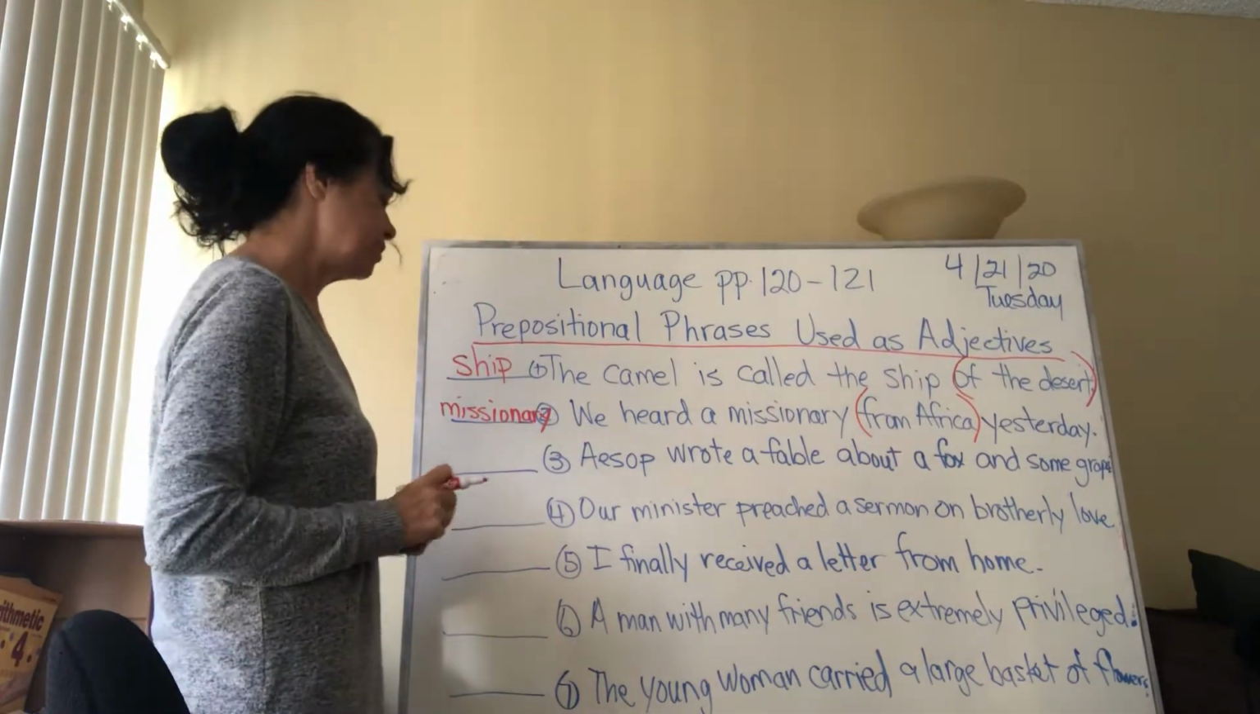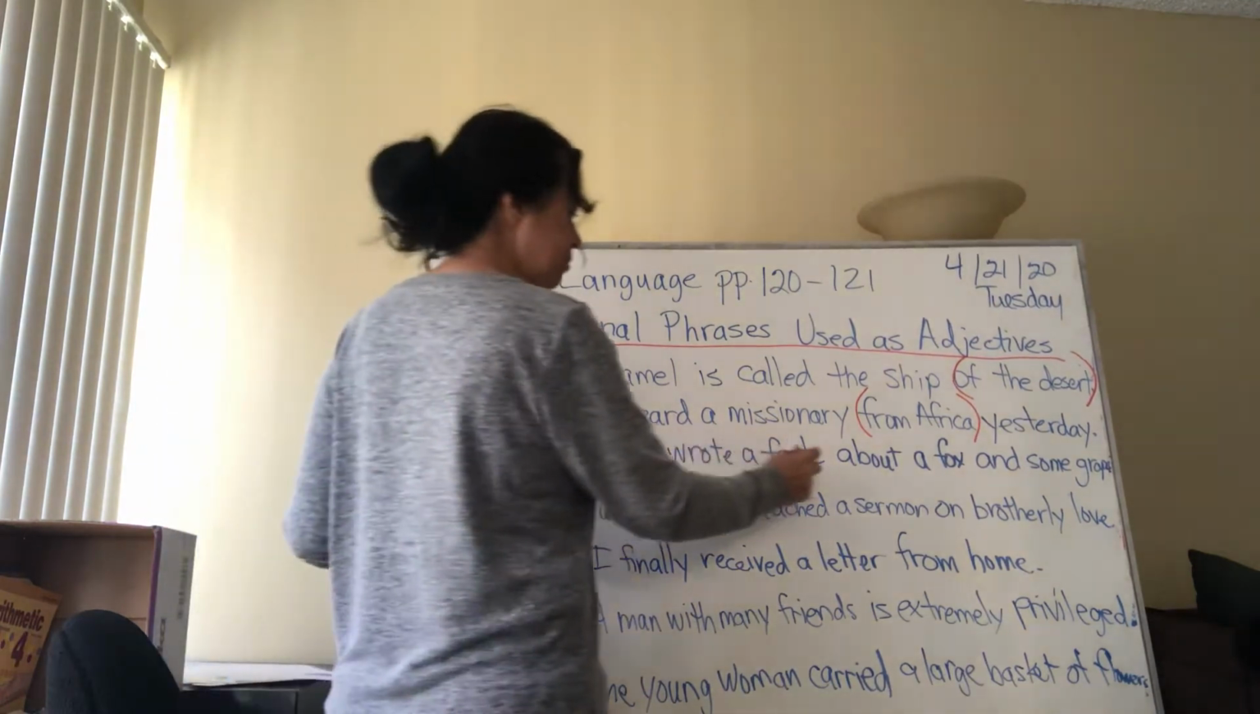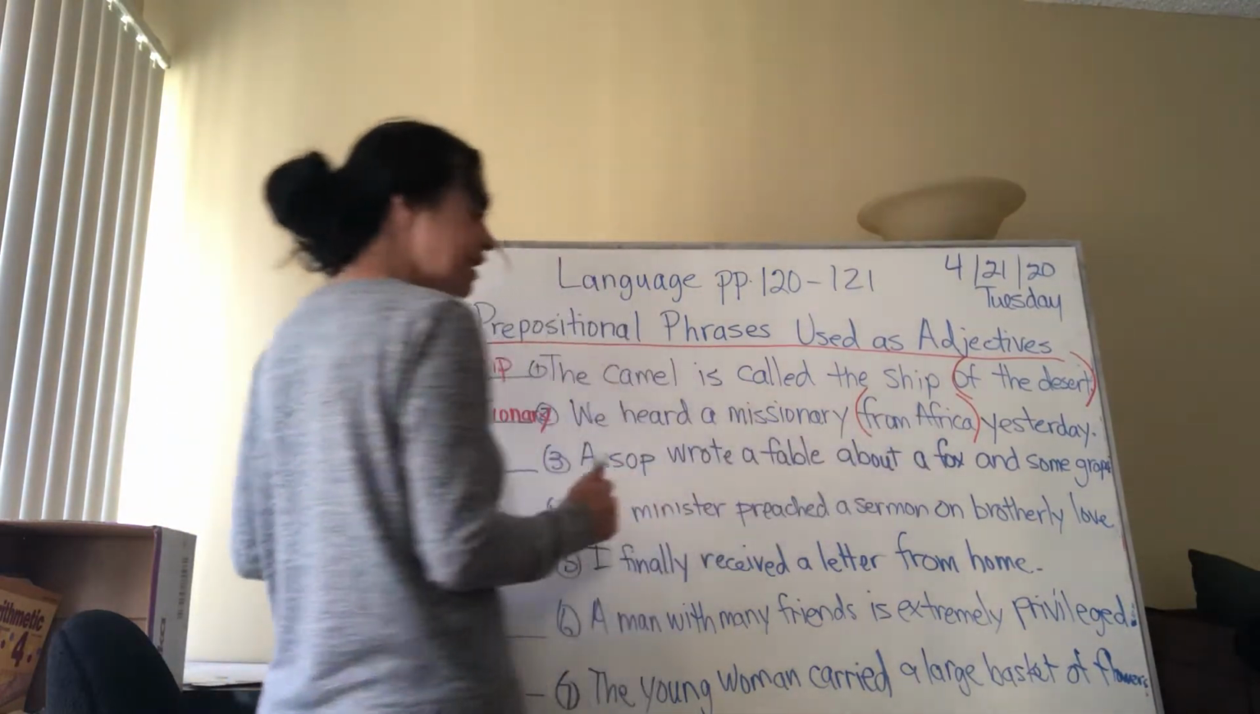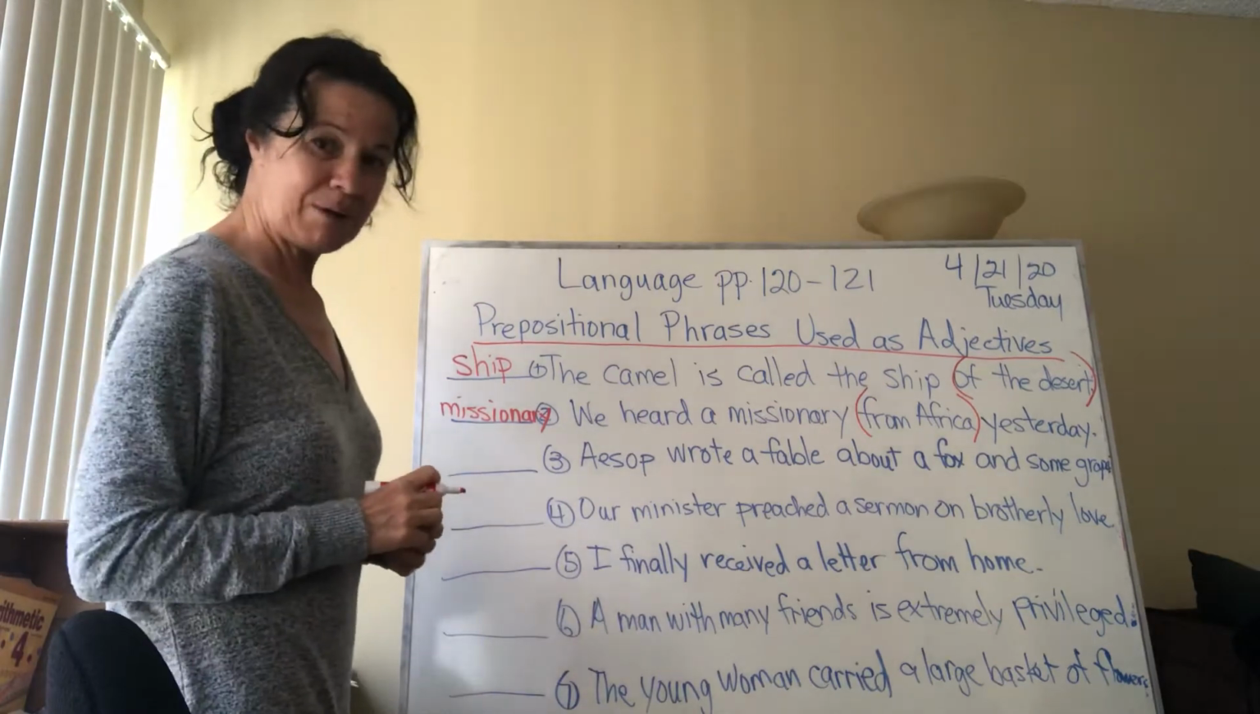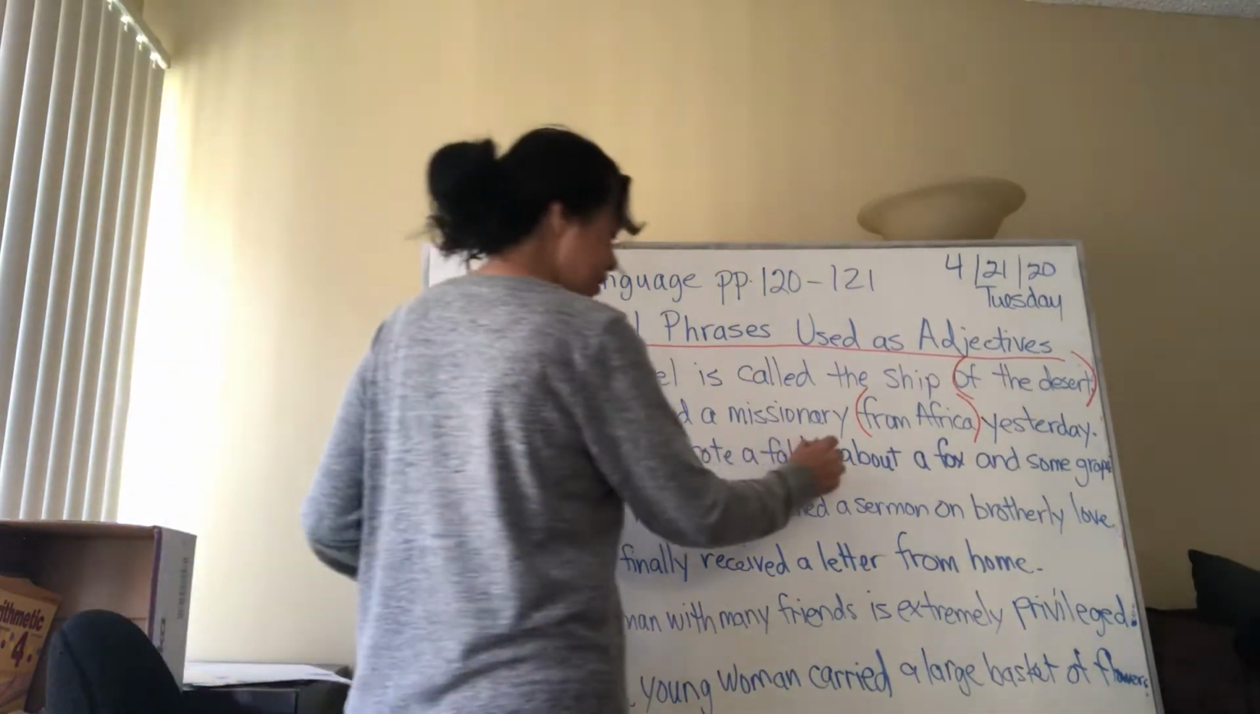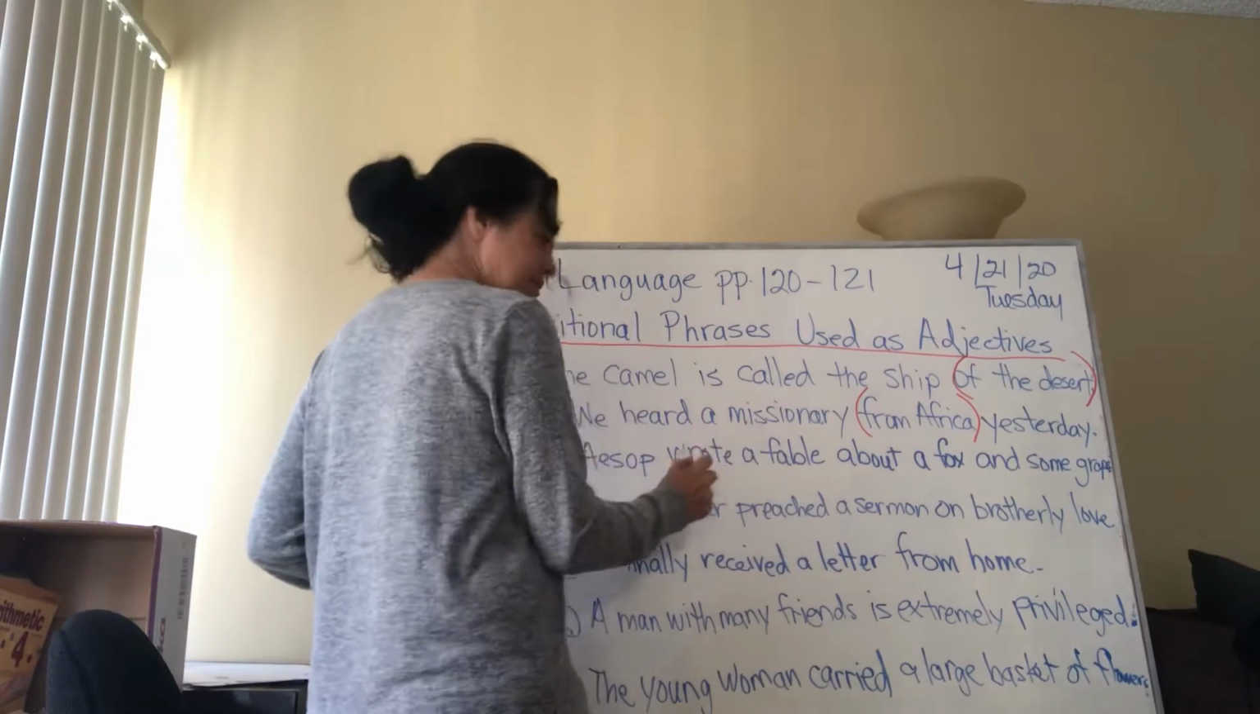Okay? Number 3, Aesop wrote a fable about a fox and some grapes. So I see my prepositional phrase. I see my preposition about.